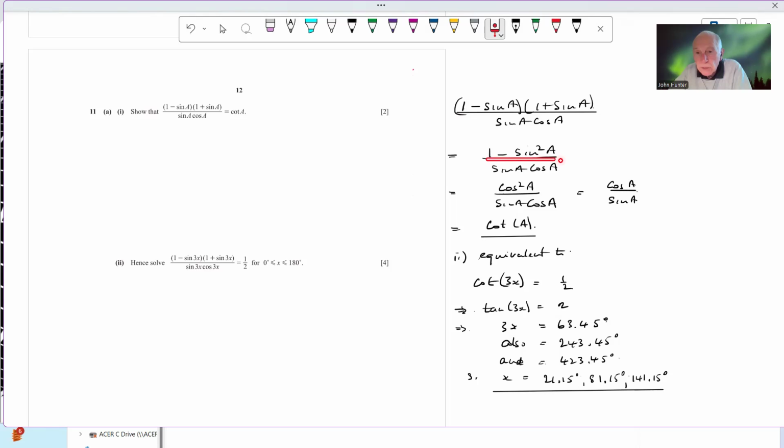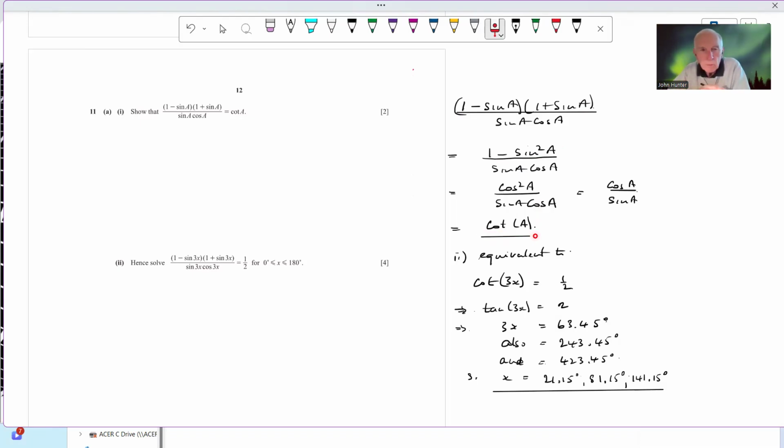Now this, if we rearrange our sine squared plus cos squared equals 1, is going to give us that. So we've got cos squared A over sine A cos A. We can do some cancellation there. It's just going to leave us cosine of A divided by sine A, which is the cotangent.